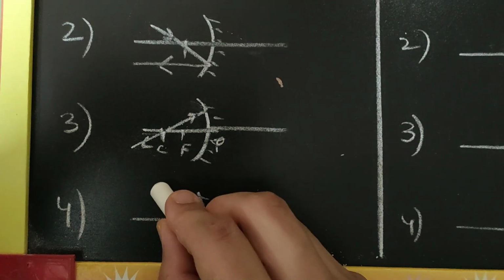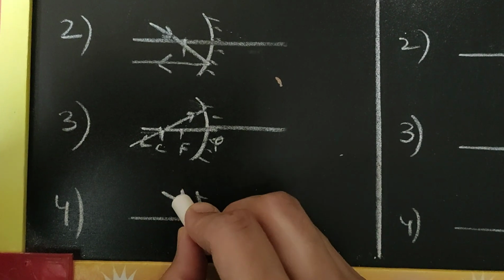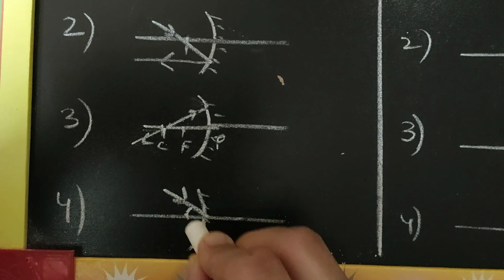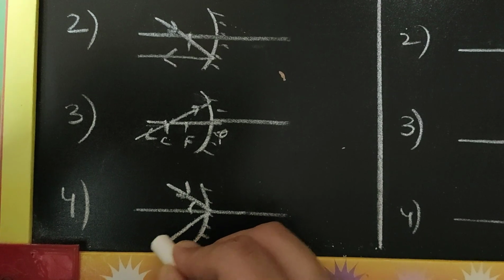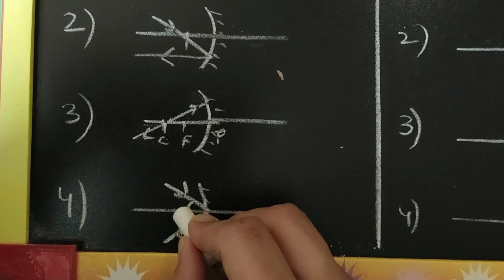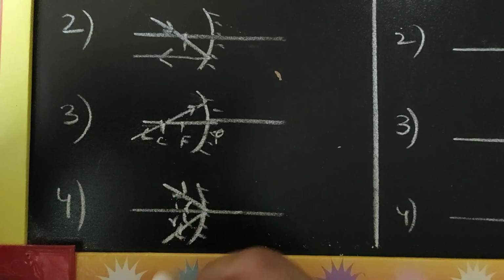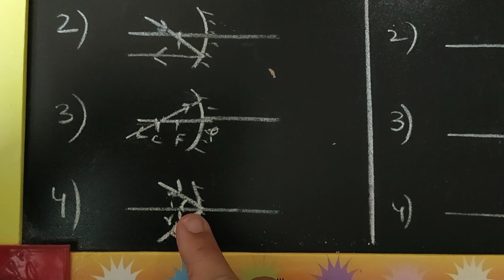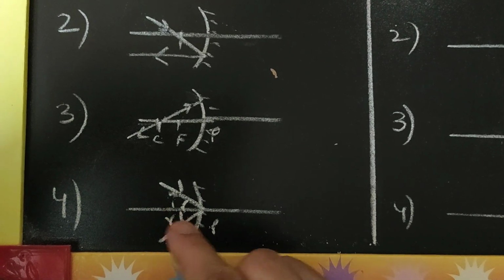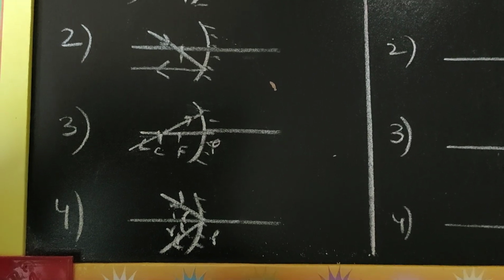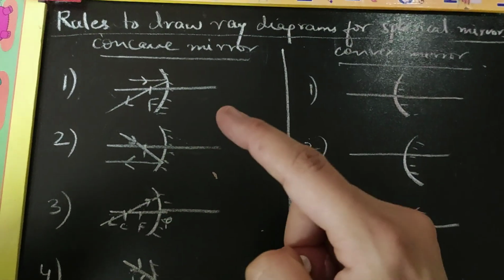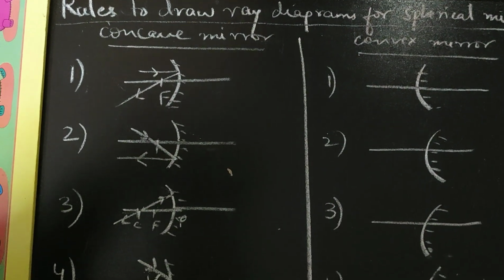And the last rule is that a light ray which is incident at the pole at some angle will be reflected at the same angle. So that is clearly the law of reflection of light. We can see a light ray which is incident at the pole at an angle I would be reflected at the same angle R. So these are the 4 rules for drawing the ray diagram of a concave mirror.